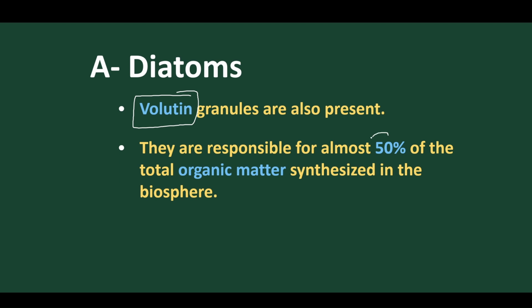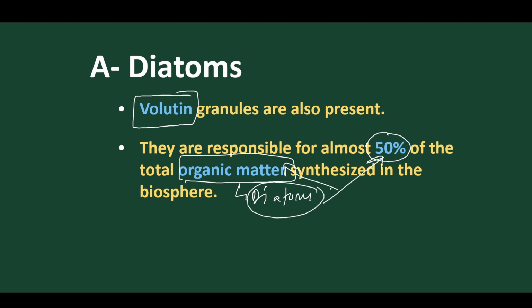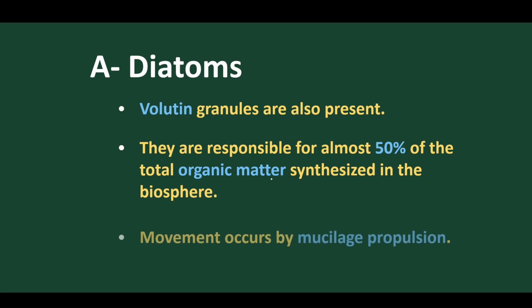The very important point is that 50% of photosynthesis, or organic matter in the biosphere of the world, is given by diatoms. Very important questions. So diatoms give 50% of the organic matter of photosynthesis to our biosphere. Due to the presence of pigments and their habitat in the marine form, they give out maximum oxygen and also maximum organic materials to the biosphere.